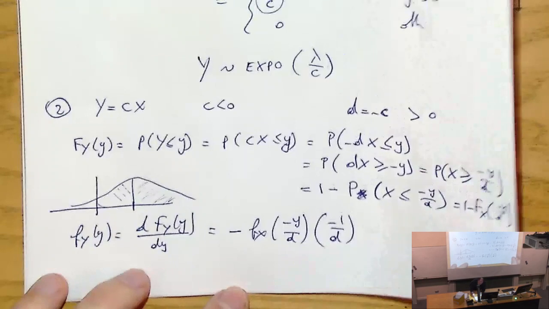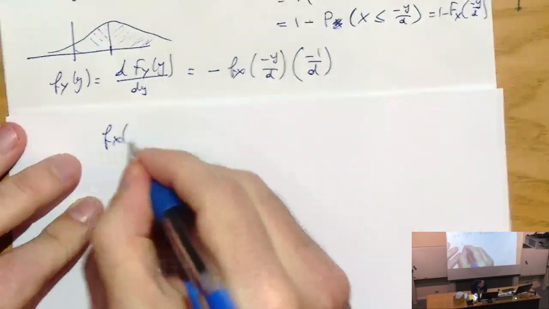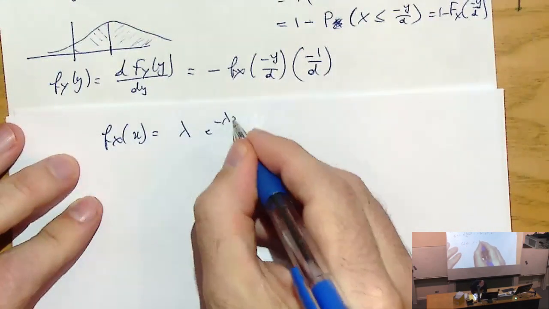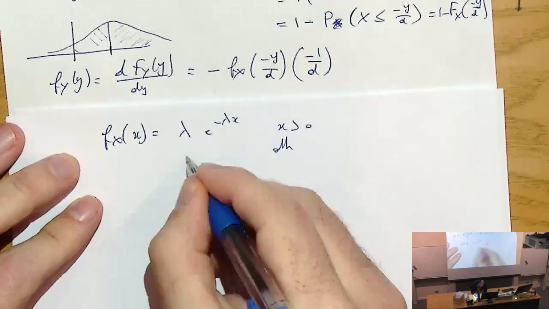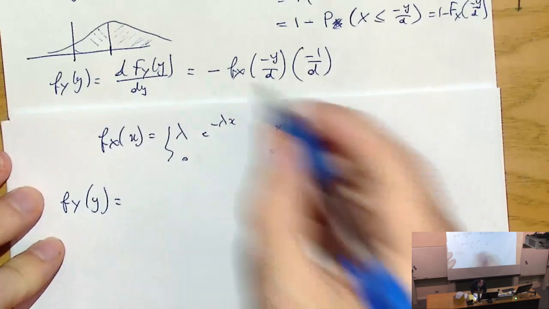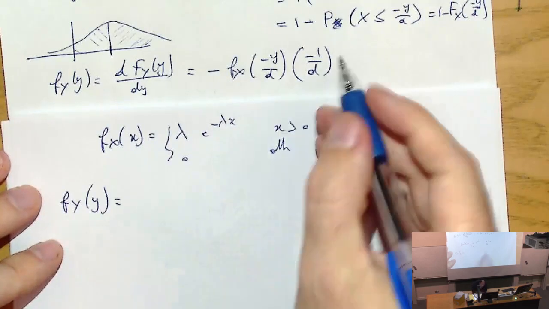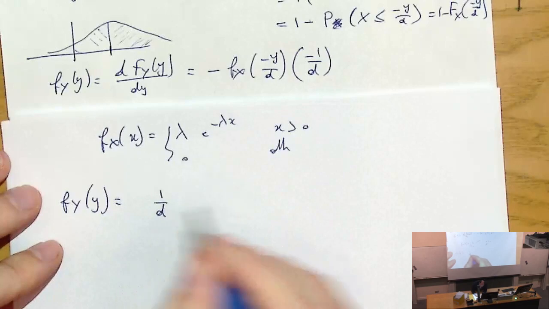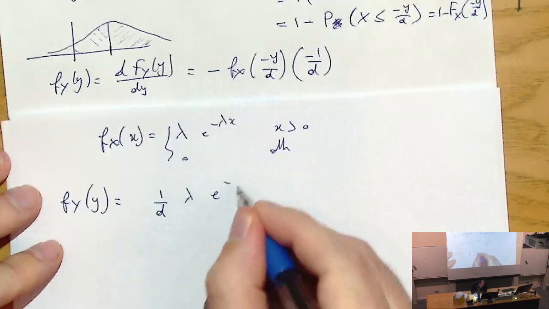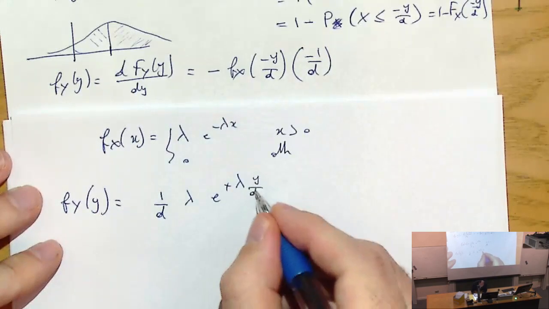Good, so let's plug in now this PDF. So again, if I write fx of x is lambda e to the minus lambda x, for x positive and otherwise is 0, what do we get for fy of y? It's minus and minus here. Those two cancel each other, right? So I can discard this, but I have 1 over d multiplied by lambda e to the minus lambda times minus y over d.